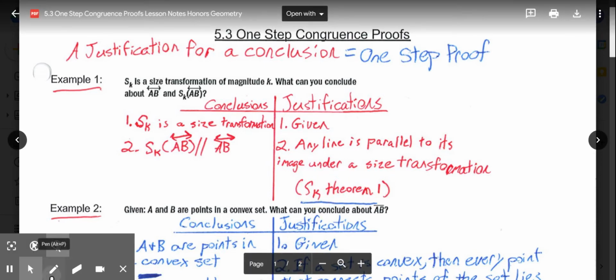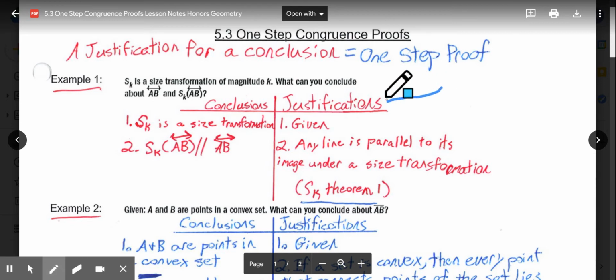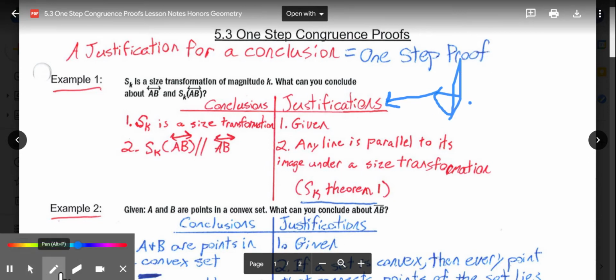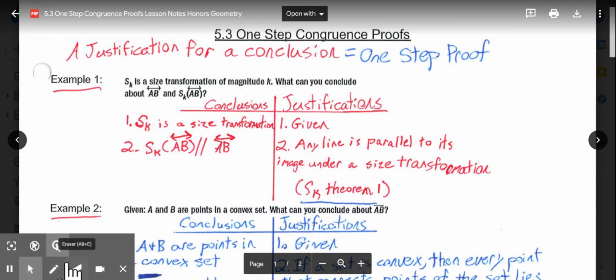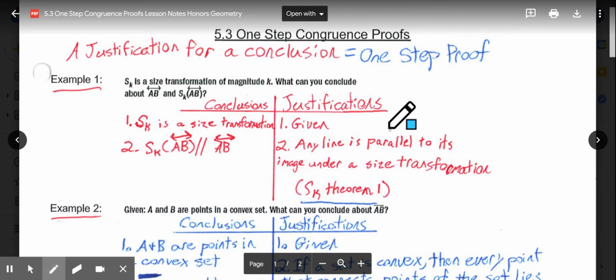What can you use for justifications? What can go in this right-hand column? I'm just going to say them rather than trying to write them here. What can be used are definitions, theorems, or postulates. So most of the time in this right-hand column, you'll be using a specific definition, a theorem, or a postulate, other than the first piece, which is always what was given to you.